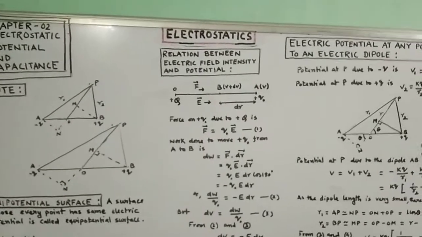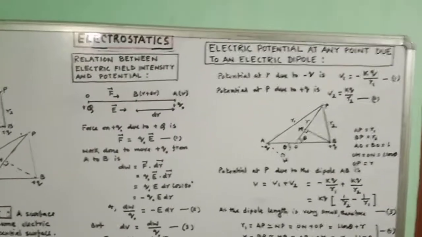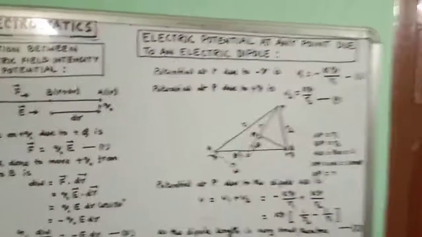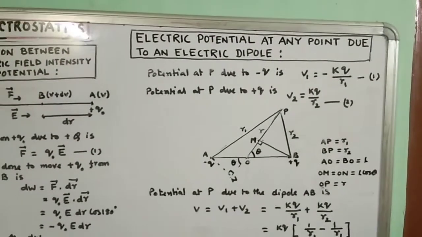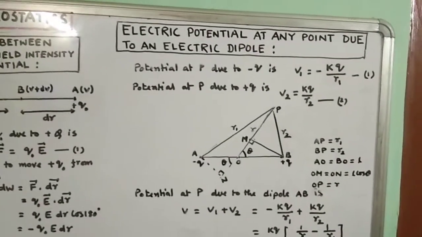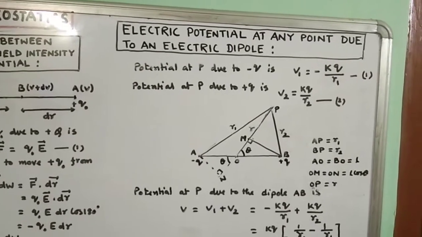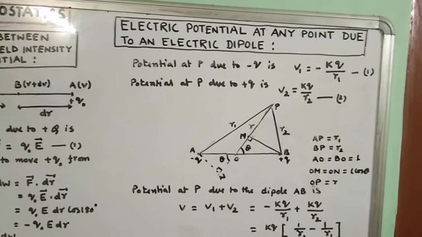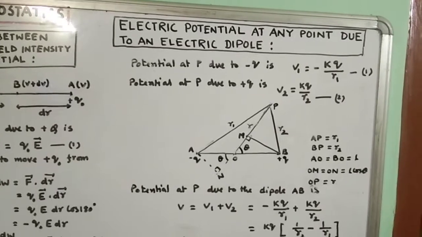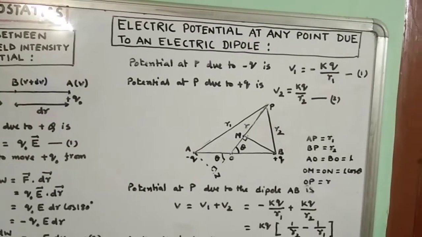Now in this class we are going to discuss a few topics. The first topic is the electric potential at any point due to an electric dipole. In the previous class, in the first chapter itself, we defined a dipole.